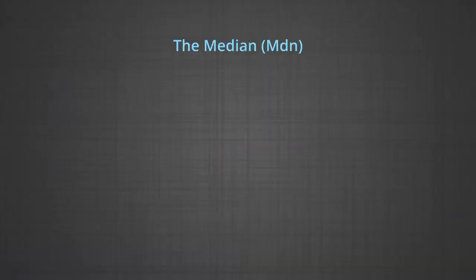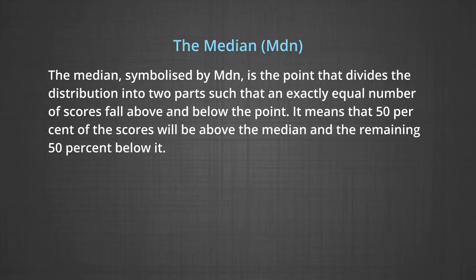Number one, the median or MDN. The median, symbolized by MDN, is the point that divides the distribution into two parts, such that an exactly equal number of scores fall above and below the point. It means that 50% of the scores will be above the median and the remaining 50% below it. The computation of the median varies under different circumstances. The same is given below.